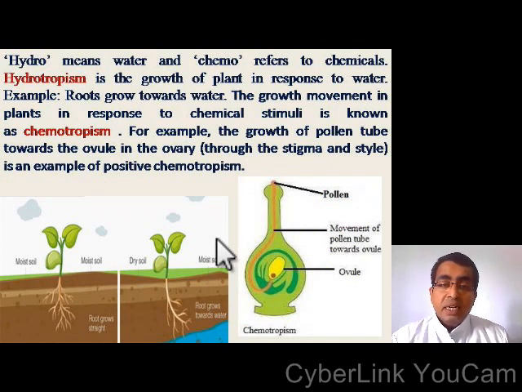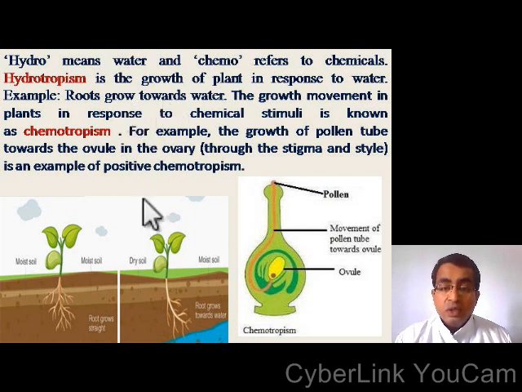Hydro means water and chemo refers to chemicals. Let us see hydrotropism and chemotropism. Hydrotropism is the growth of a plant in response to water. For example, roots grow towards the water. You can see the roots grow towards the water. So it is hydrotropism. The growth movement in plants in response to chemical stimuli is known as chemotropism.